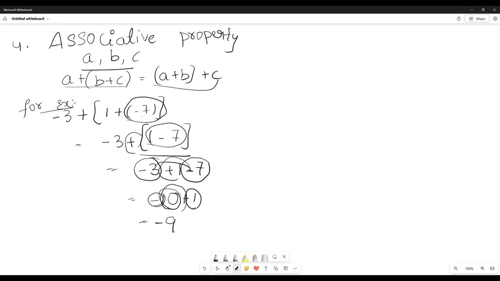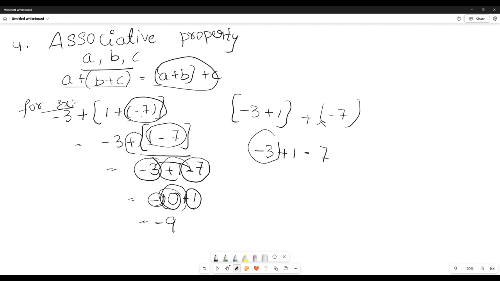Let's do it in this property. So (-3 + 1) + -7. First we have to remove the brackets. What we get? -3 + 1 as it is. Here plus into minus, we get -7 again. Here -3 it is there. Here -7, of same signs, we have to add it. -3 + -7 is -10 and +1.